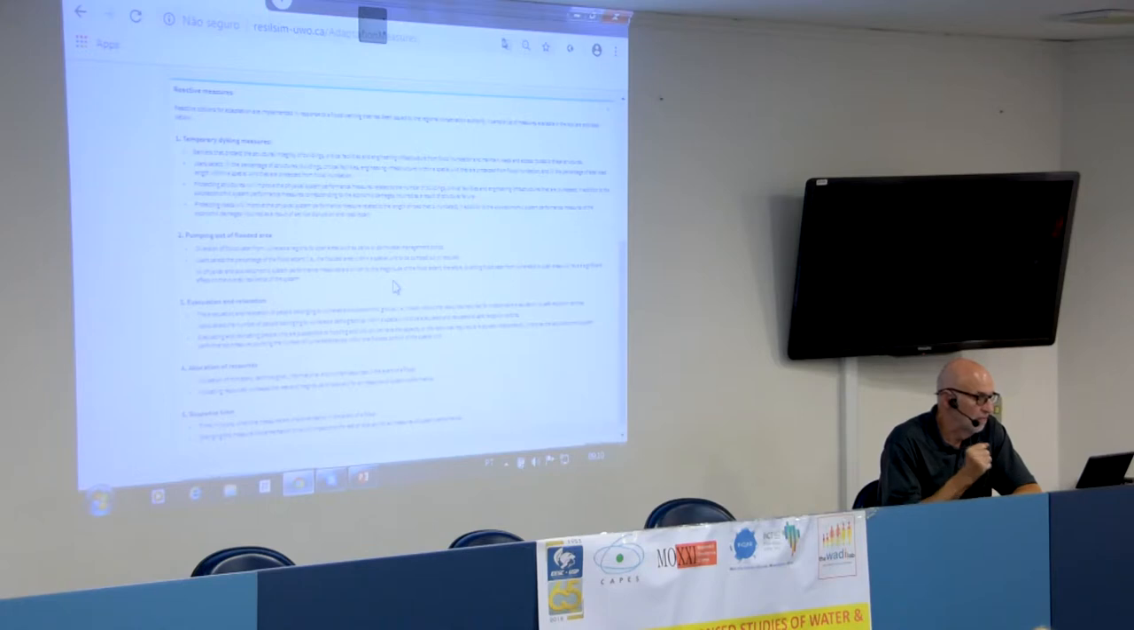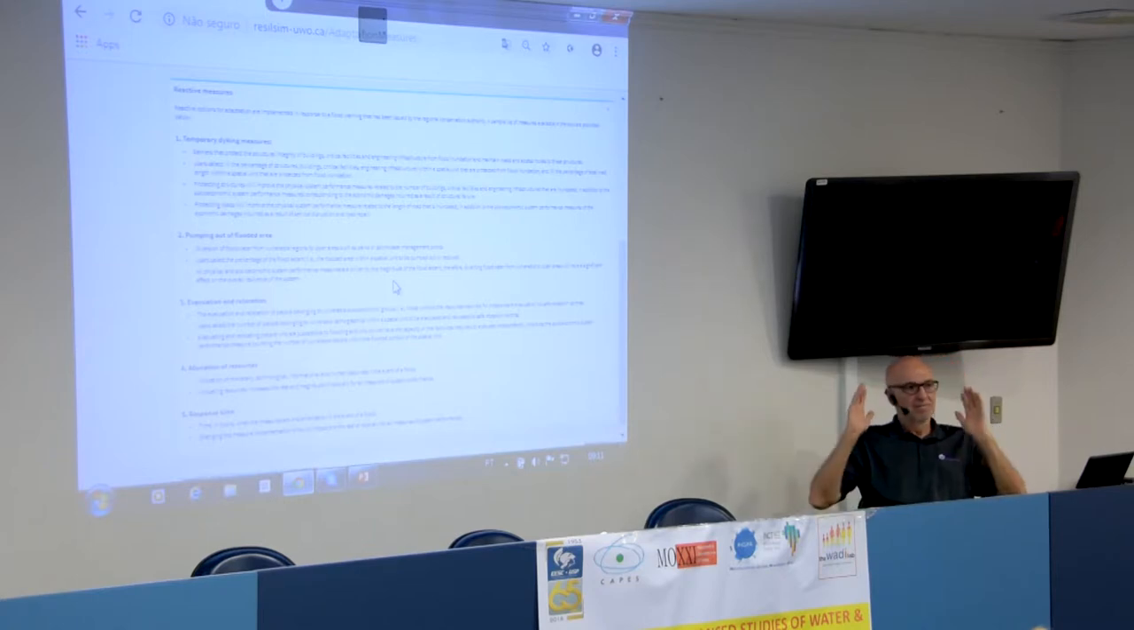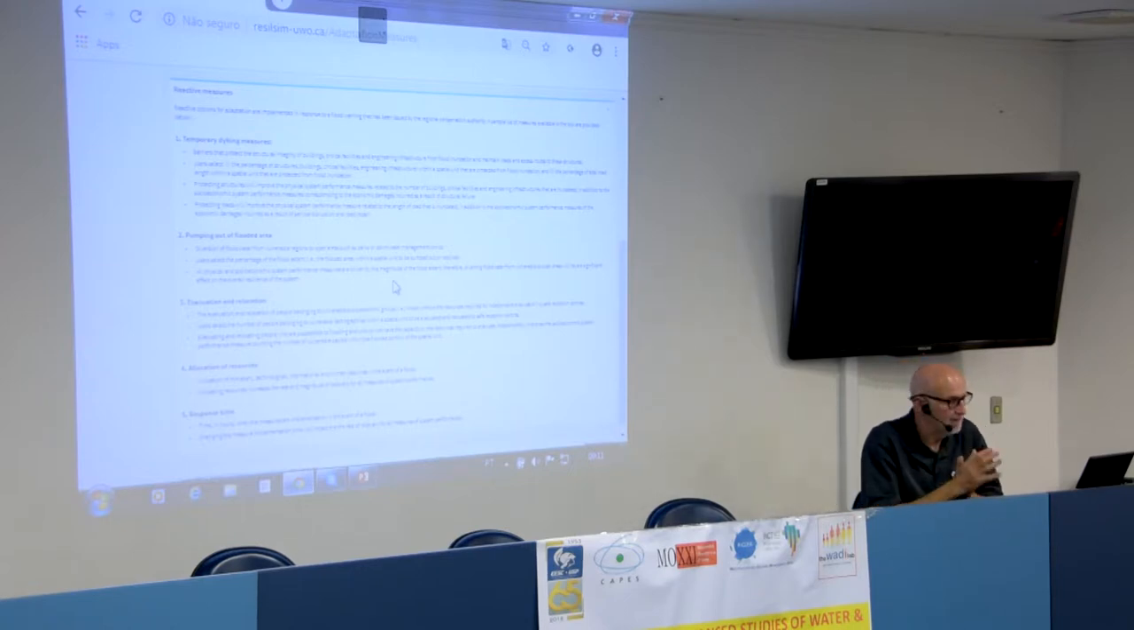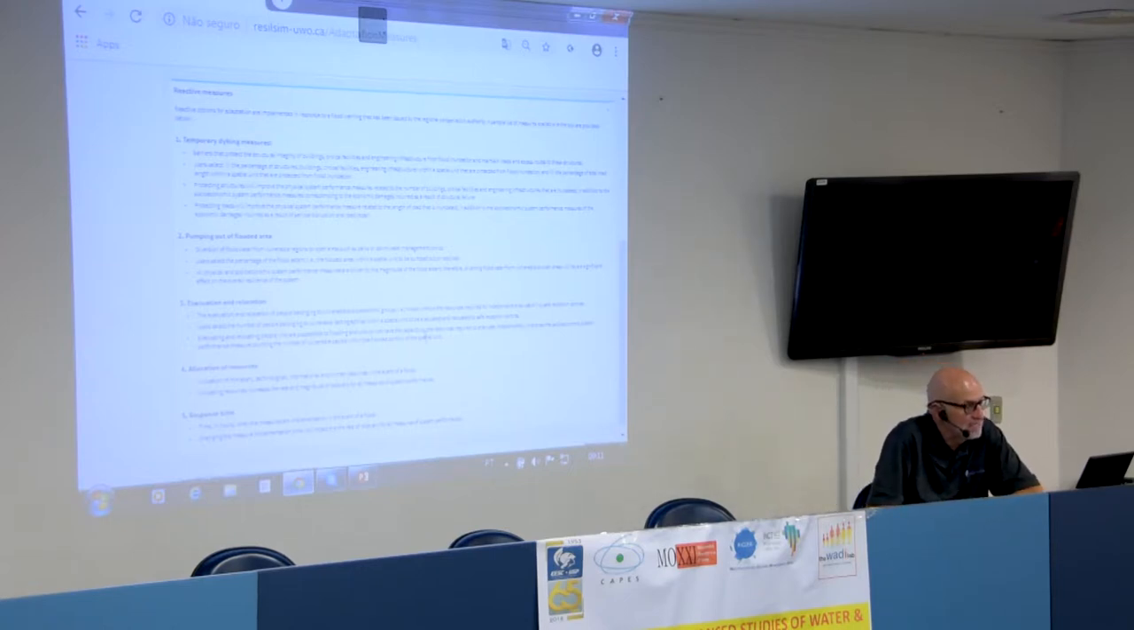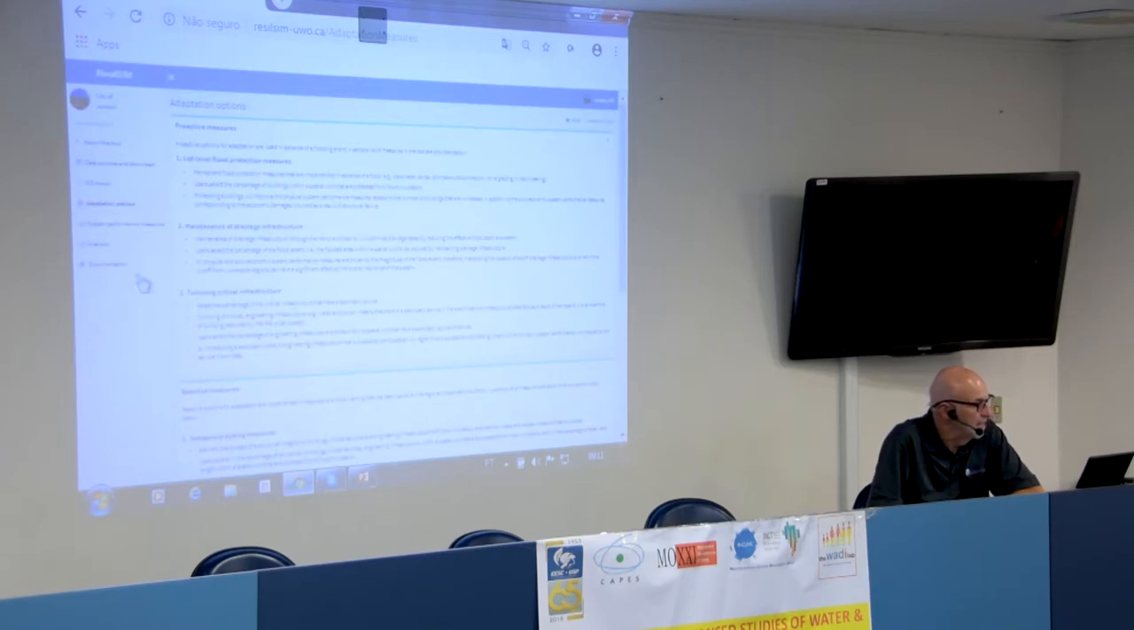Allocation of the resources, money, technological information, human resources was another kind of reactive measure. And also the response time, in a sense, how fast the measures were to be implemented. So again, I'm just saying a pre-selected set of measures, not implying that these are the best measures, but only to use in this demo to show how you can use resilience as the decision criteria.